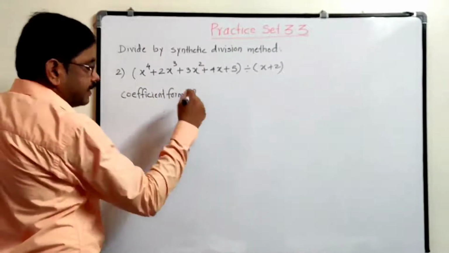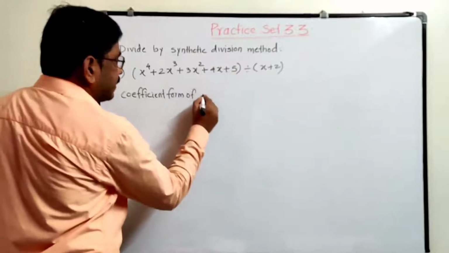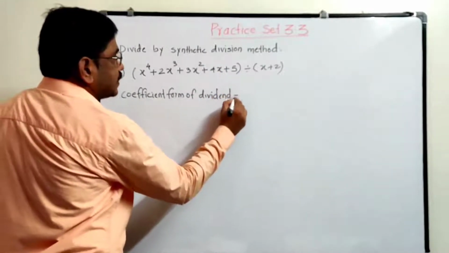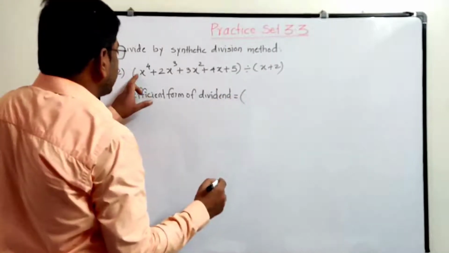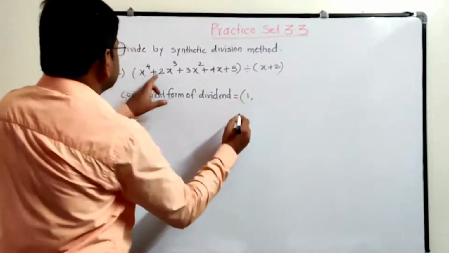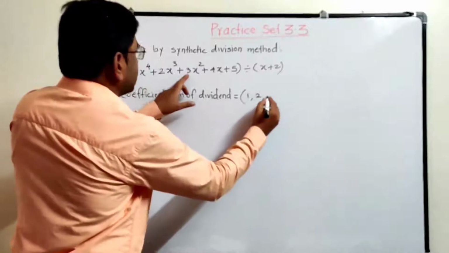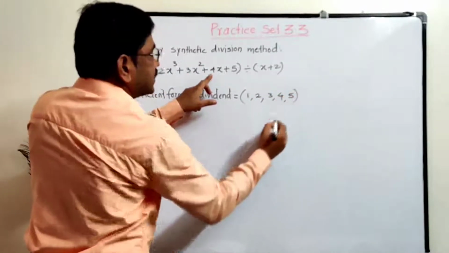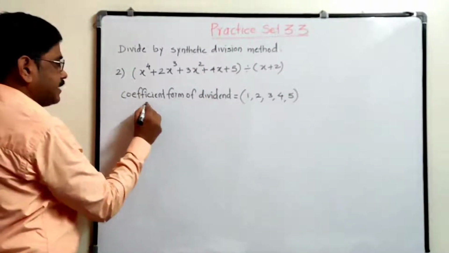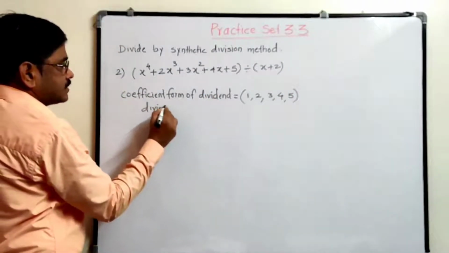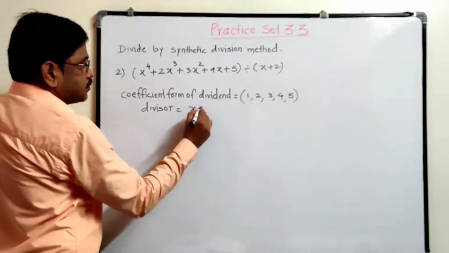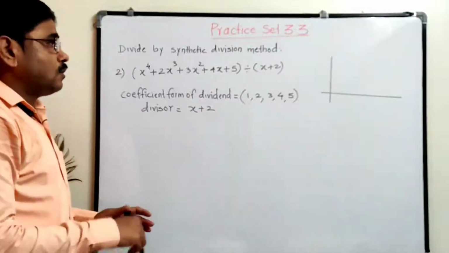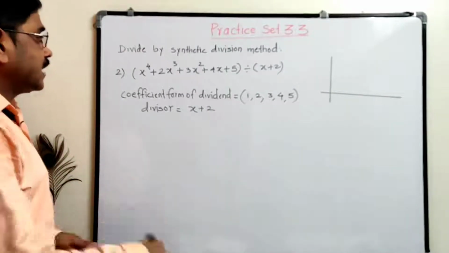of dividend. What do we call this? Dividend. Coefficient form of dividend is equal to, write in bracket, what is its coefficient? 1, 2, 3, 4 and 5. These are the coefficients. And what divisor is given? Divisor is x plus 2. Then draw the lines. Draw one vertical and one horizontal line.